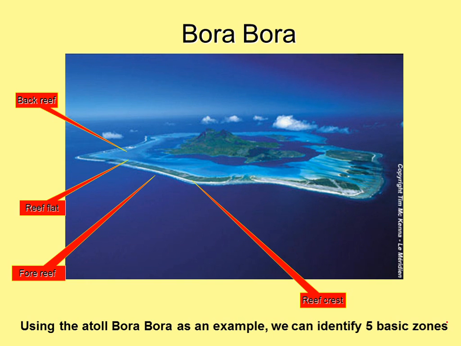You can look at Bora Bora as an example. I believe it's an extinct volcano that's there, and then we have the lagoon and the reef surrounding it. You can see the clear blue water, the shallow water, and it deepens off in this direction. Now, you notice I've got a statement here saying the atoll can be divided into 5 basic zones, and I've got 4 listed. That's fine. I'll show you the 5th one in the next slide.